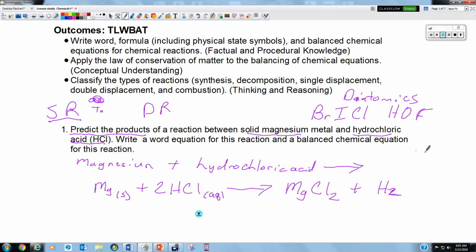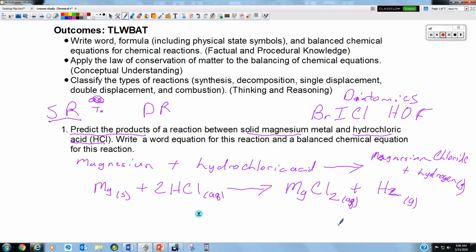That's balanced. All right, so finishing my word equation, I'm going to say magnesium plus hydrochloric acid yields magnesium chloride plus hydrogen gas. I can put a G right here just to let that know, and then I'll put an AQ here.